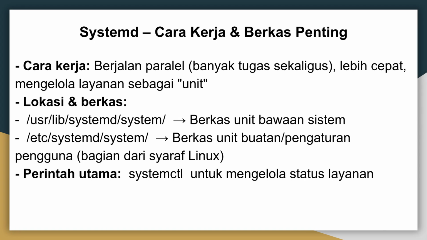Modern systems use systemd, which treats services as units. Configuration files for these units are found in /usr/lib/systemd/system/ for defaults and /etc/systemd/system/ for user-specific overrides. You manage these services using the systemctl command.